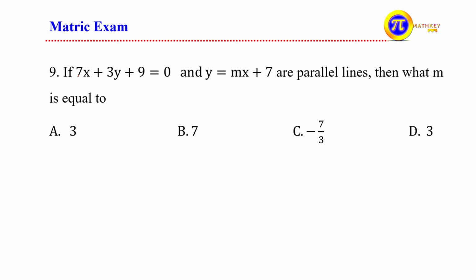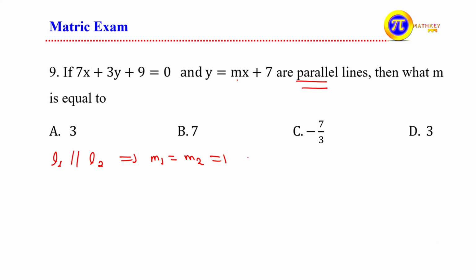If 7x plus 3y plus 9 is equal to 0 and y is equal to mx plus 7 are parallel lines. When we say that two lines are parallel, L1 is parallel to L2 if and only if they have the same slope. The slope of line 1, M1, must be equal to the slope M2. If the two lines have the same slope, we call them parallel.